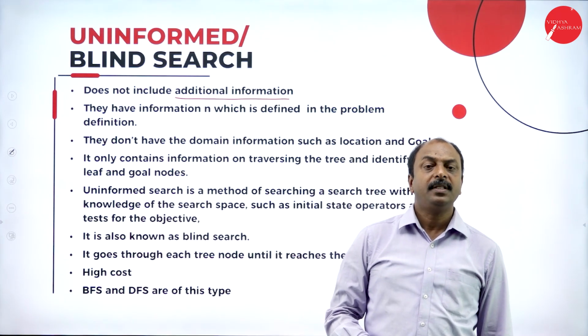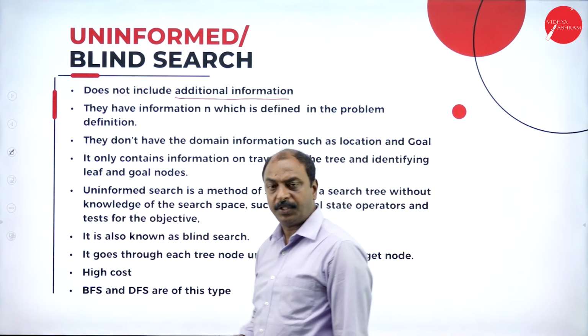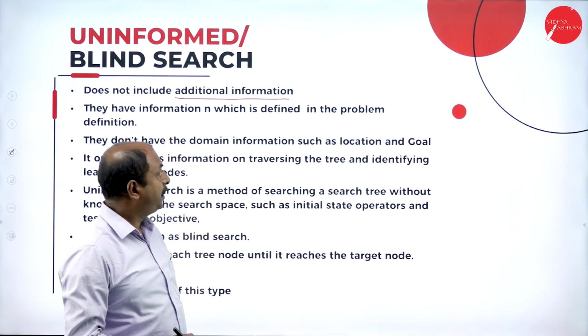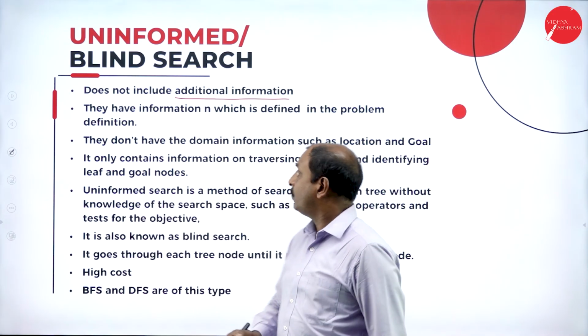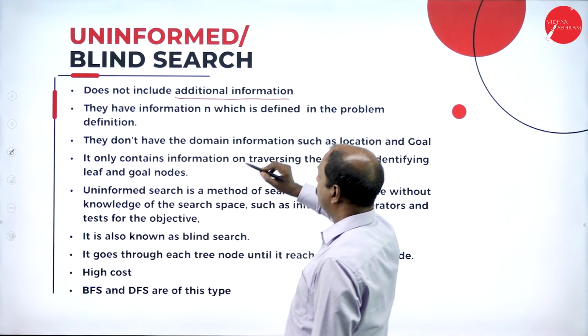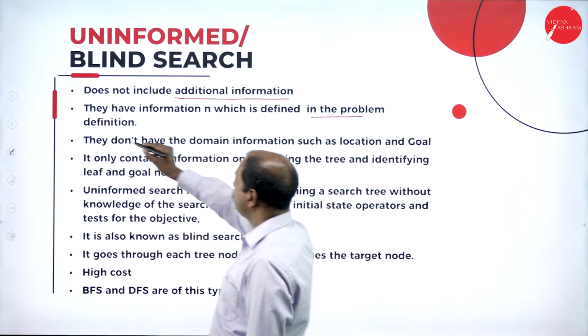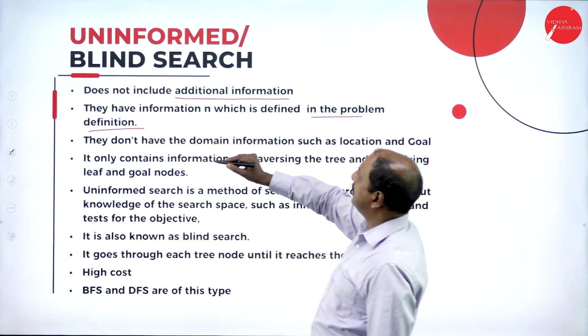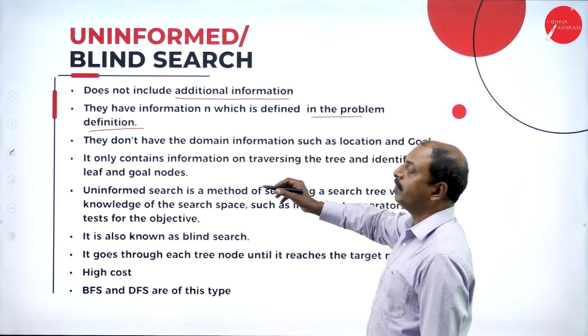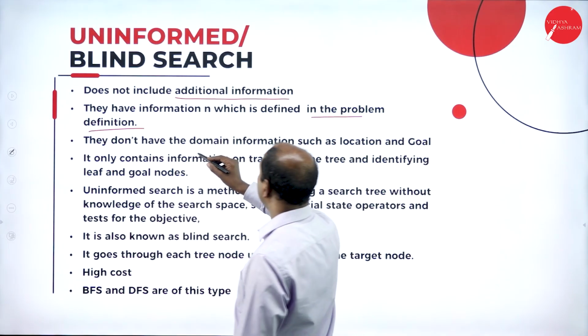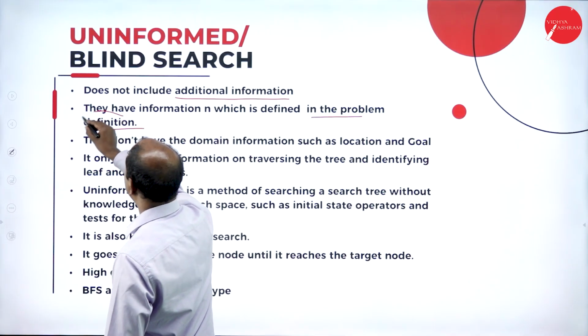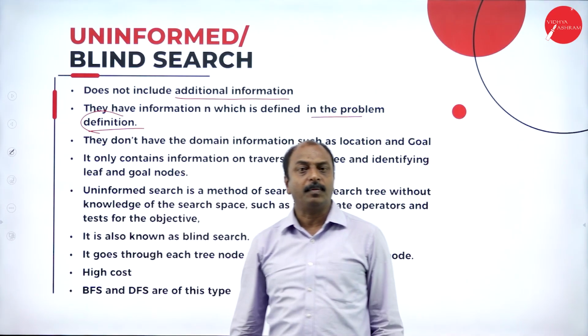The AI agent perceives the input from the environment. So here, what is the meaning of other information? Here, they have information which is defined in the problem definition. So these uninformed searches will have information about what is given in the problem definition. You know what a problem definition is?